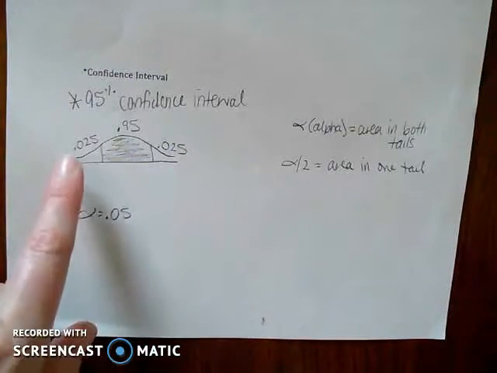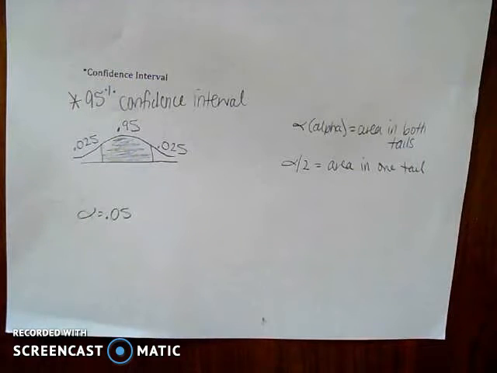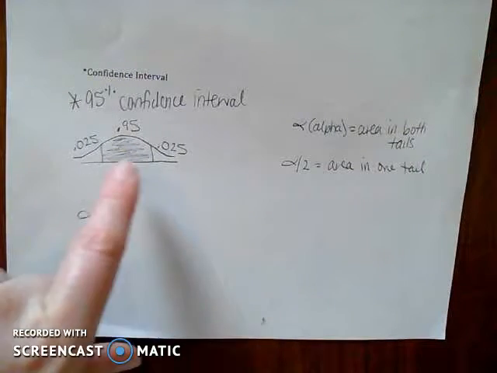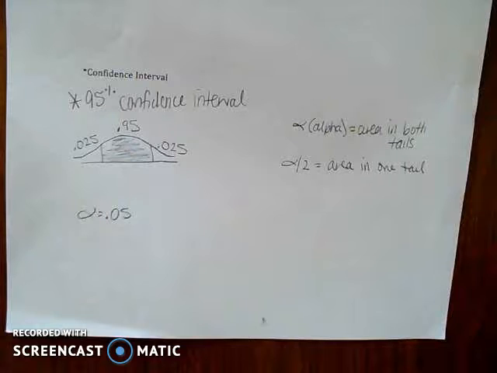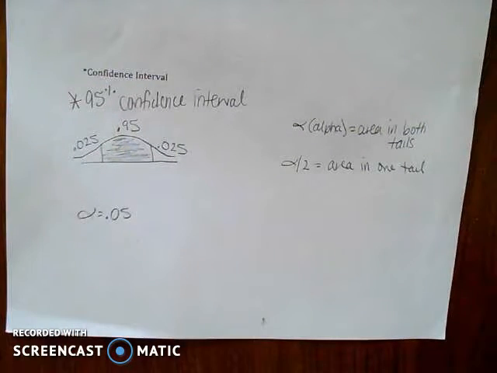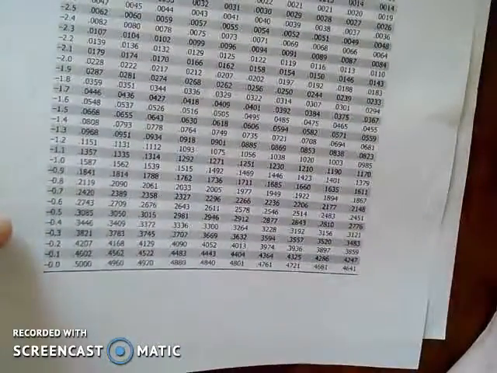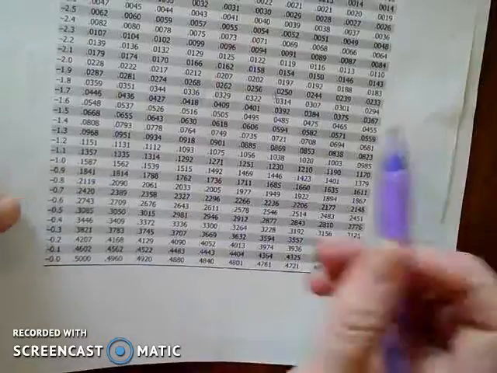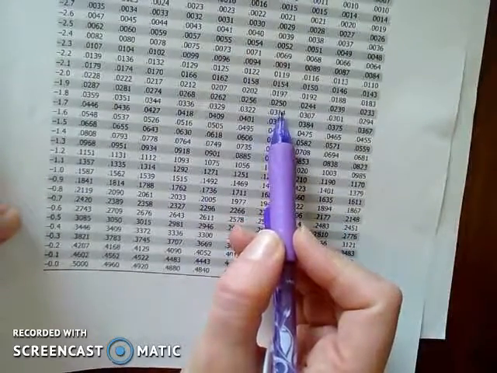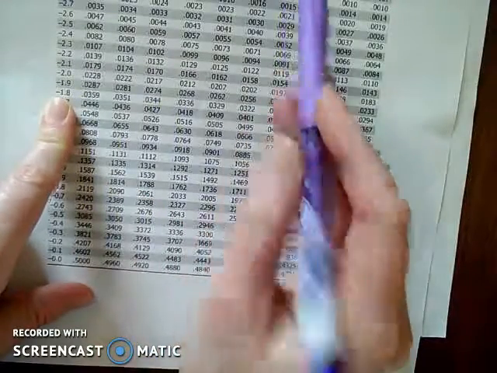So for a 95% confidence interval, this is the picture you're going to draw. No matter what percent they give you, that's what you're going to draw. Just change that. Take half of what's left over in each tail. What you need to do then is look in the big part of your chart for 0.025. And it's right here, 0.025 right here. So negative 1.96.